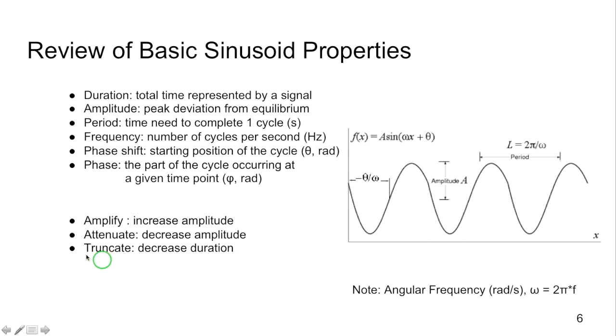And finally, there's three verbs which are good to know: amplify, attenuate, and truncate. If you're a hi-fi enthusiast, you already know those. Amplify and attenuate are to increase the amplitude or decrease the amplitude. And truncate means to reduce the duration. So if you cut the signal in half and throw the second half out, for example.